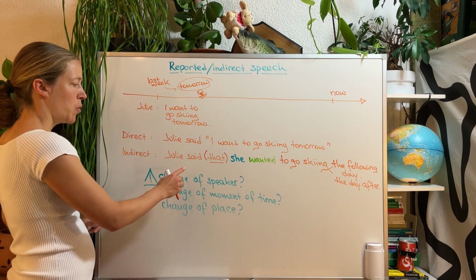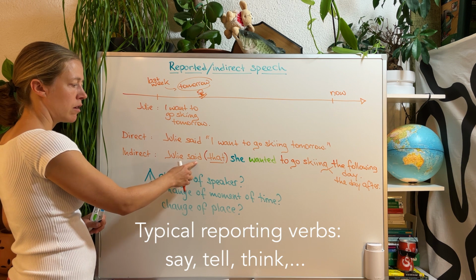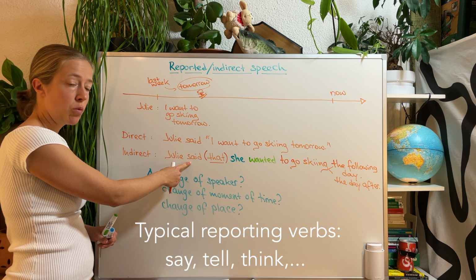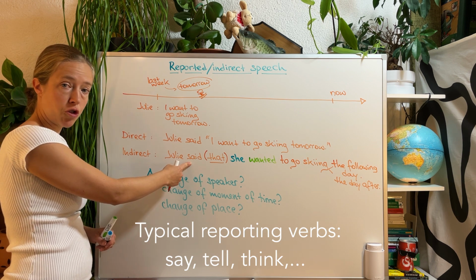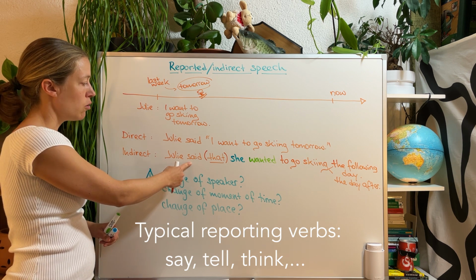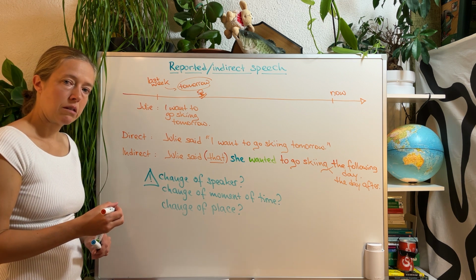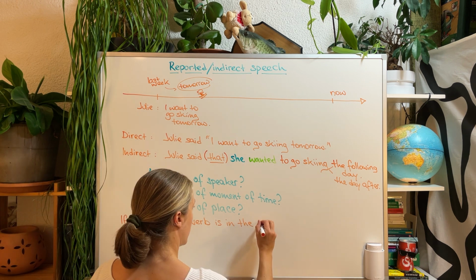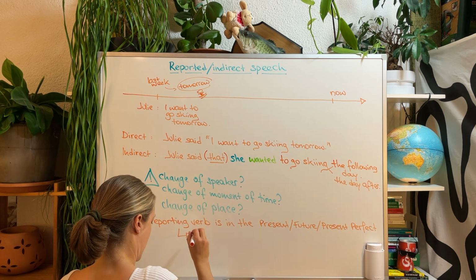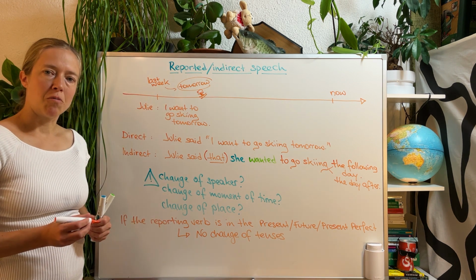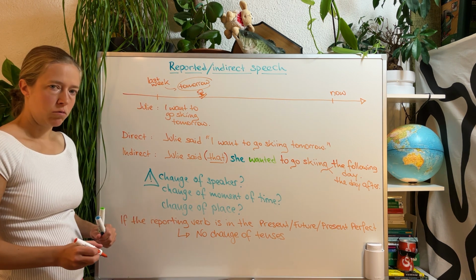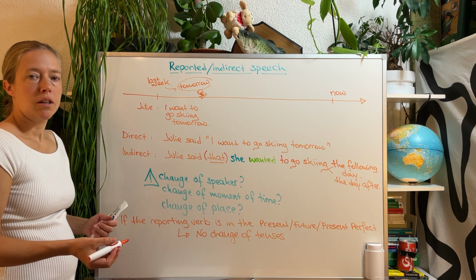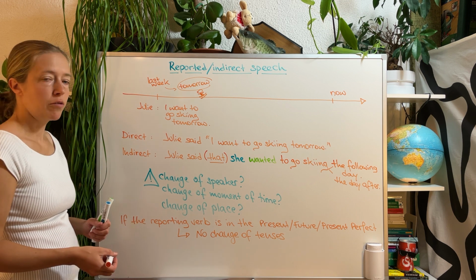If you use a reporting verb, so said is a reporting verb, for example, which is written in the present, the future, or the present perfect, you don't have to change the tenses in your sentence. Let's write this down. Du coup, à ce moment-là, ça facilite beaucoup les choses. Par contre, si votre reporting verb est au passé, il y aura un changement dans le temps forcément.